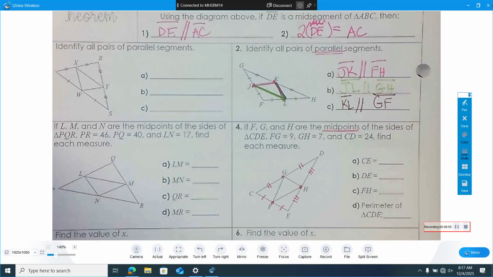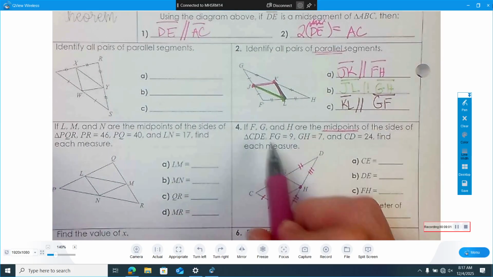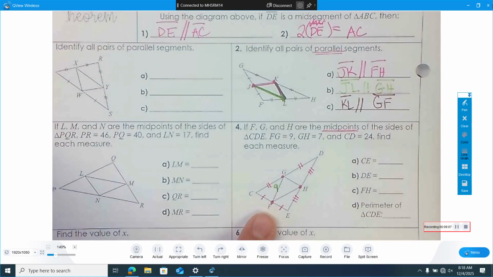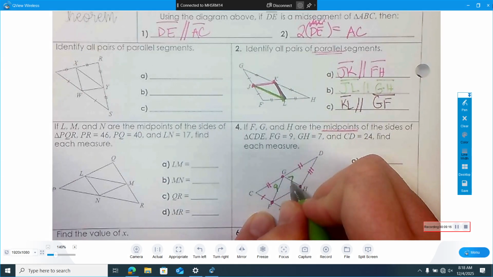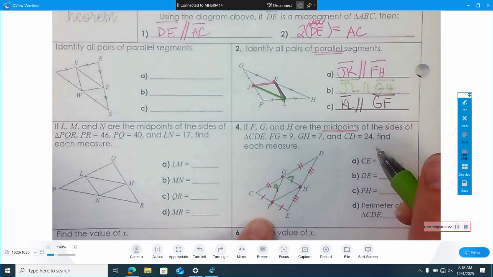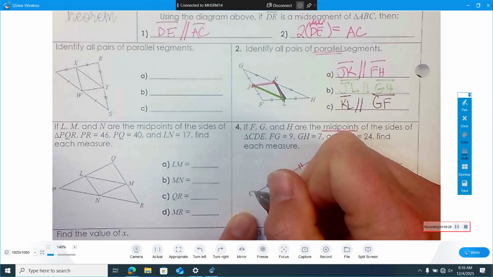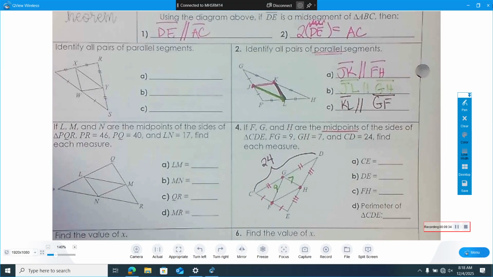So I have all these midsegments. Now, it turns out that FG equals 9. FG is 9. So I'm going to mark that on my picture. The length of the segment is like 9 millimeters. And GH has a length of 7 millimeters, whatever it happens to be. The length of the side is 7. And CD is 24. CD is this long side. It has a length of 24, maybe millimeters or whatever it is. Okay? So, we know a few things here.